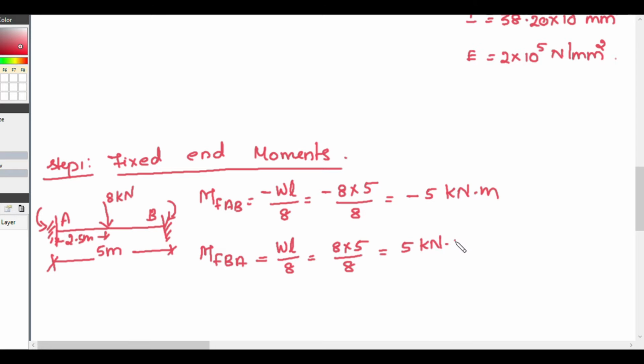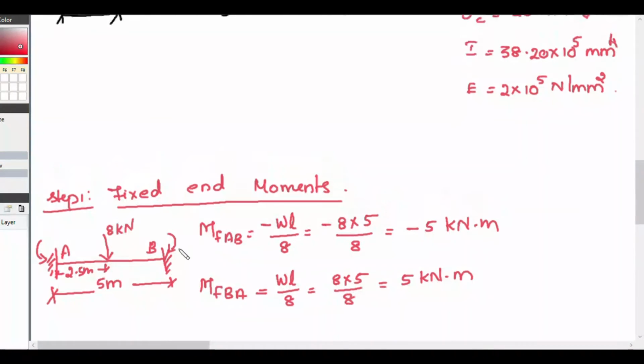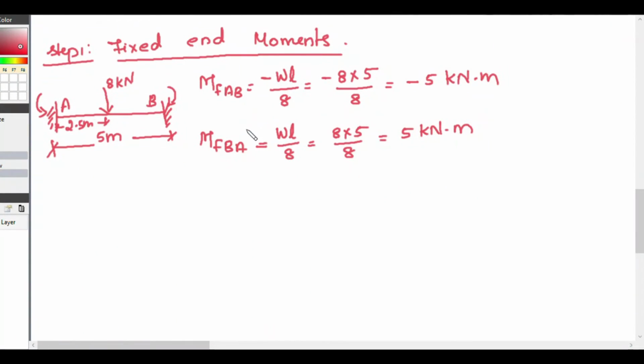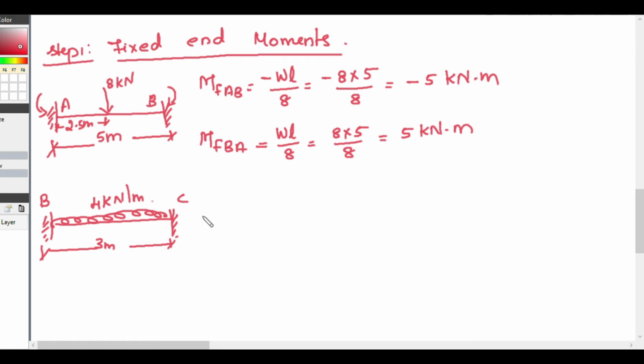5 kilonewton meter. Now we will take the second span BC. BC is 3 meter long and it has an UDL of 4 kilonewton per meter. So we will consider the span BC. Consider the support as fixed support. So we have BC, it is 3 meter long and we have a UDL of 4 kilonewton per meter.